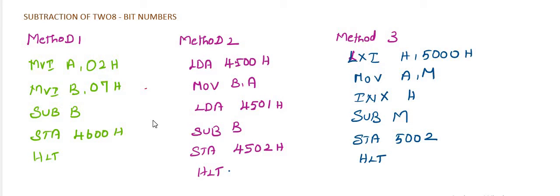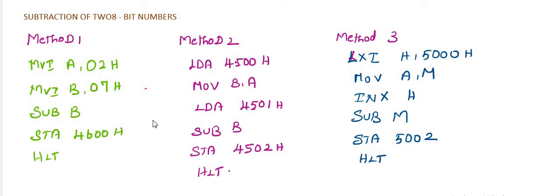Today's topic is subtraction of two 8-bit numbers. In the last class we have already seen the addition of two 8-bit numbers with and without carry. Today in method 1 we use the immediate addressing mode, so using the immediate addressing mode we can get the two numbers.